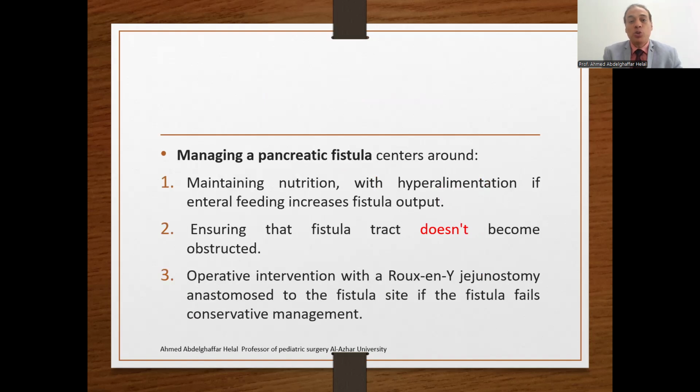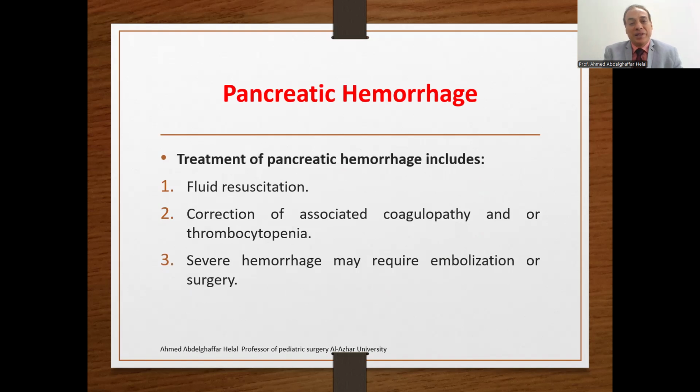To manage a pancreatic fistula, maintain nutrition with hyperalimentation. If the enteral feeding will increase the fistula output, ensure that the fistula tract doesn't become obstructed. Operative intervention may be with a Roux-en-Y jejunostomy to be anastomosed to the site of the fistula if the fistula fails conservative management. Finally, pancreatic hemorrhage is treated by fluid resuscitation, correction of associated coagulopathy, and severe hemorrhage may require embolization or surgery. So this is how to treat a complication.